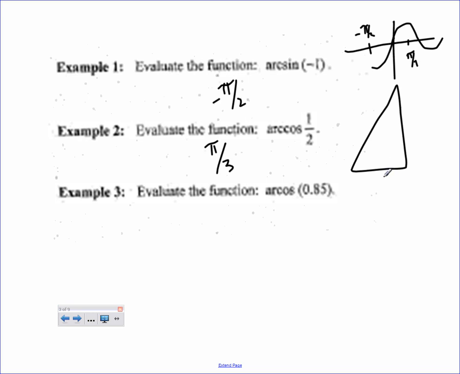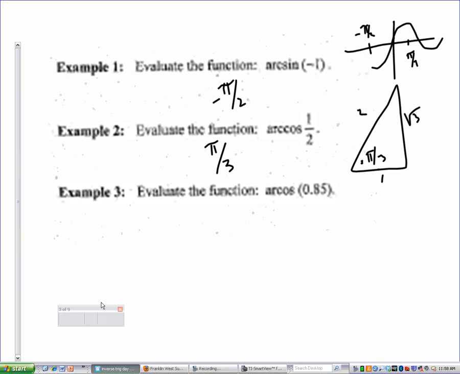So 1/2 is going to be the 1, 2, √3 triangle. We want the cosine to be 1/2. We're talking about adjacent over hypotenuse, so it's this angle right here, which is my bigger angle, the pi/3 angle. So that's right.